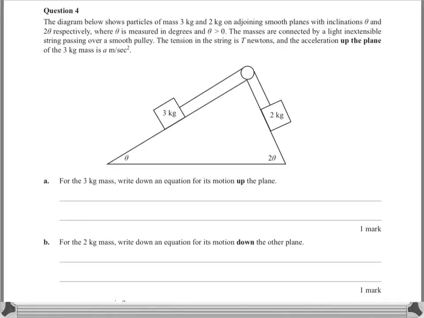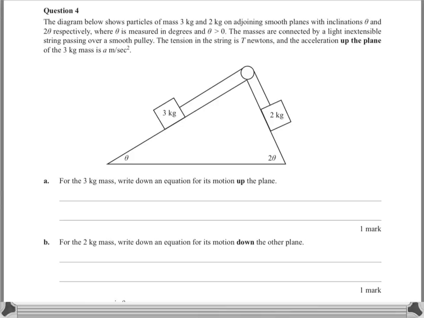Hello, we are going to look at question 4 from 2011, exam 2, it's a VCAA exam. It has this nice pulley question. The diagram below shows particles of mass 3 kilograms and 2 kilograms on adjoining smooth planes with an inclination of angle theta and 2 theta respectively. So there's theta, and over here's 2 theta. Theta is in degrees, and it's greater than 0.